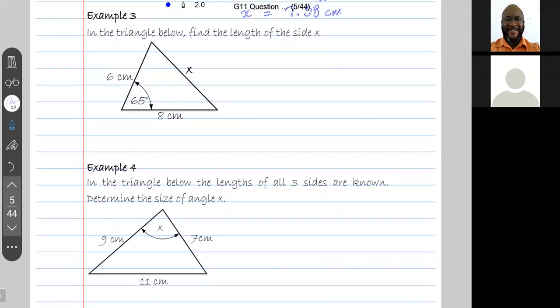Example 3. In the triangle below, we're to find the length of the side x. First of all, let's look at our triangle. This is a non-right angle triangle. It looks like an acute angle triangle. All the angles measure less than 90 degrees. I know the length of two sides. The length of this side here is 6.